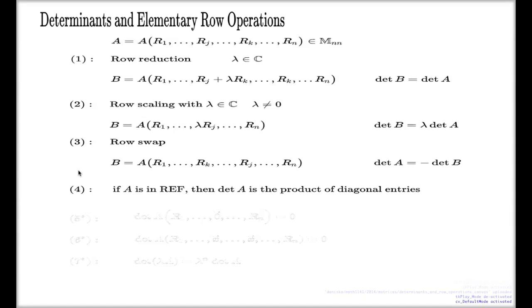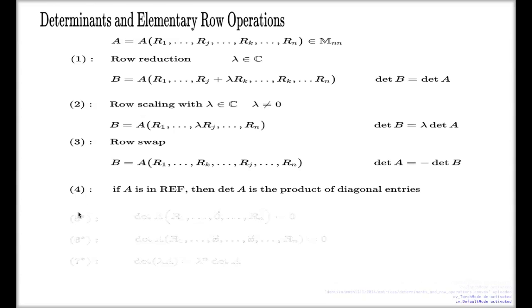Row echelon form having all leading columns on the left-hand side means a unique solution. Row echelon form having all leading columns on the left-hand side means that the diagonal entries are non-zero, meaning the determinant is non-zero, meaning that you have a unique solution again via Cramer's rule. It is a circular connection.